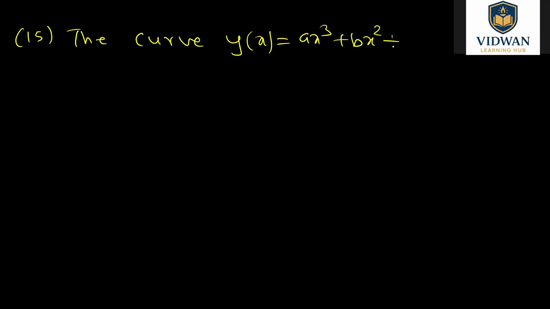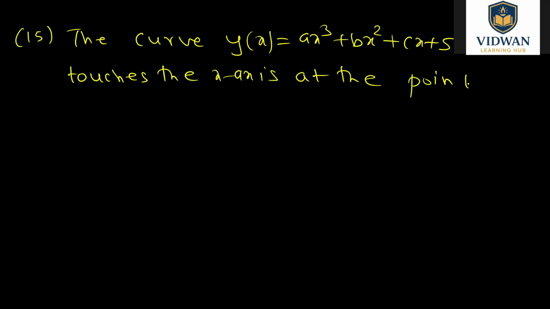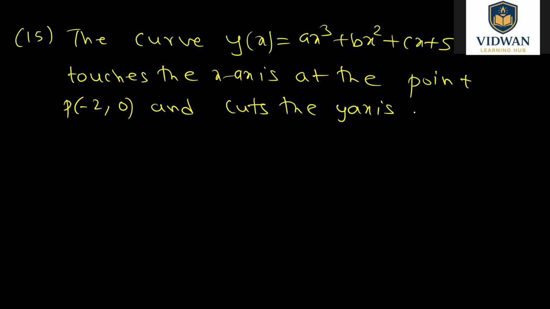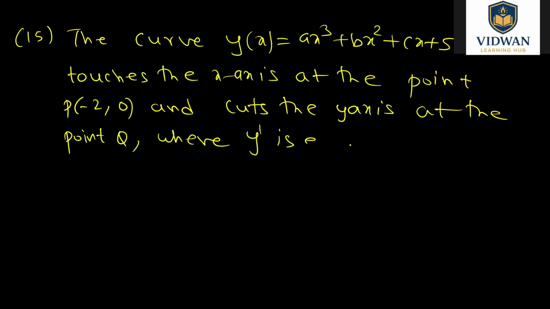So question number 15. The curve y of x equal to ax cube plus bx square plus cx plus 5 touches the x-axis at the point P(-2, 0) and cuts the y-axis at the point Q, where y dash is equal to 3.